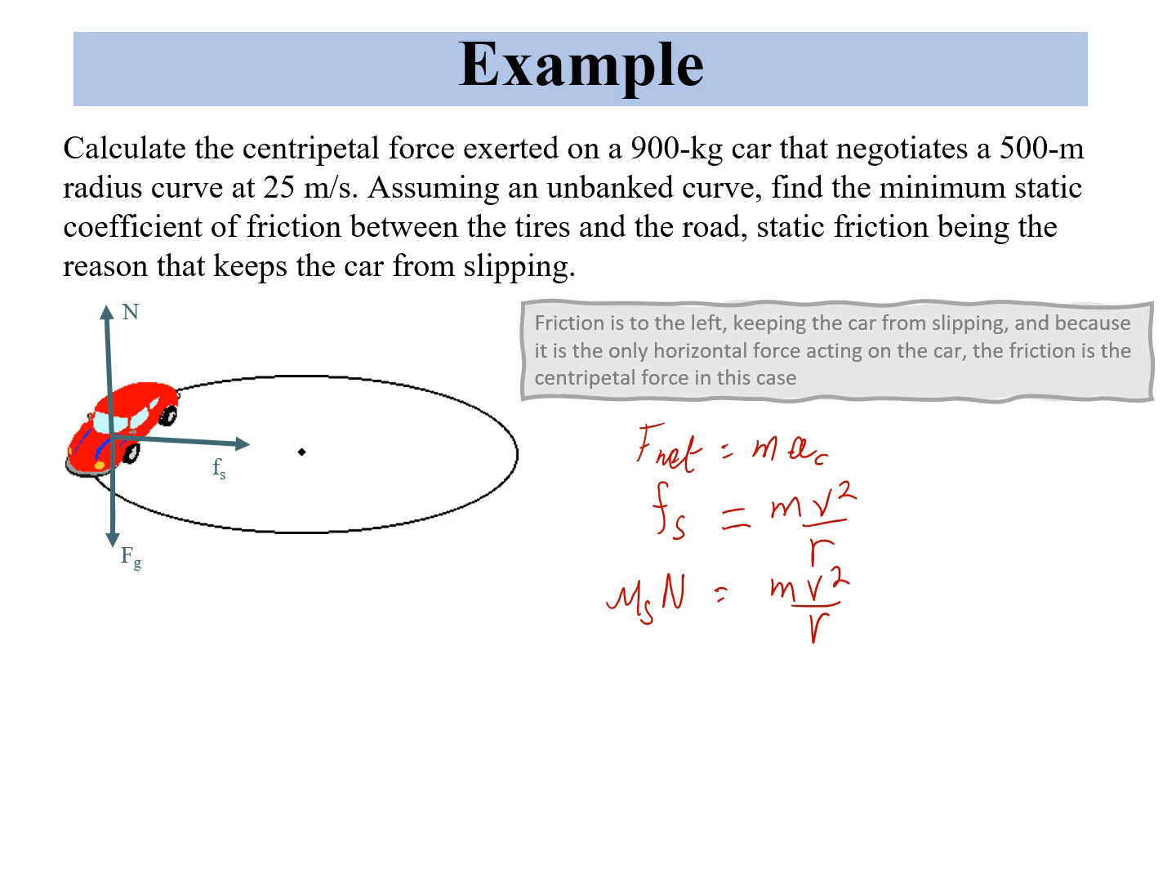On a horizontal surface, the normal force is equal to the gravitational force. So the normal force in this case is m times g. The m cancels out, and we are asked to solve for mu sub s. So mu sub s is equal to v squared over r multiplied by g. Plugging in the values, v is 25, r is 500, and g is 9.81.